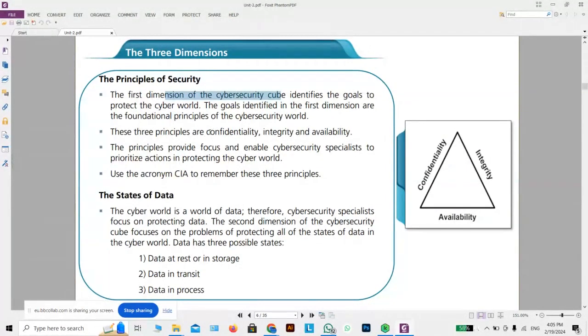This is about confidentiality, integrity, and availability. So these are all the principles that every cybersecurity specialist will have to follow and apply for the security of the organizations. So we can also call these principles CIA. C means confidentiality, the first letter, I for integrity, and A for availability. So we also call it a CIA triad as well.